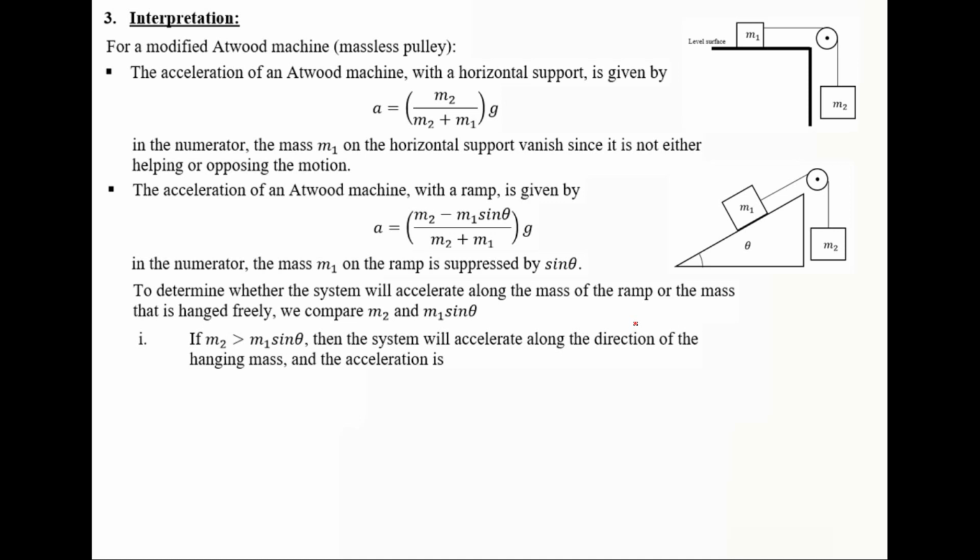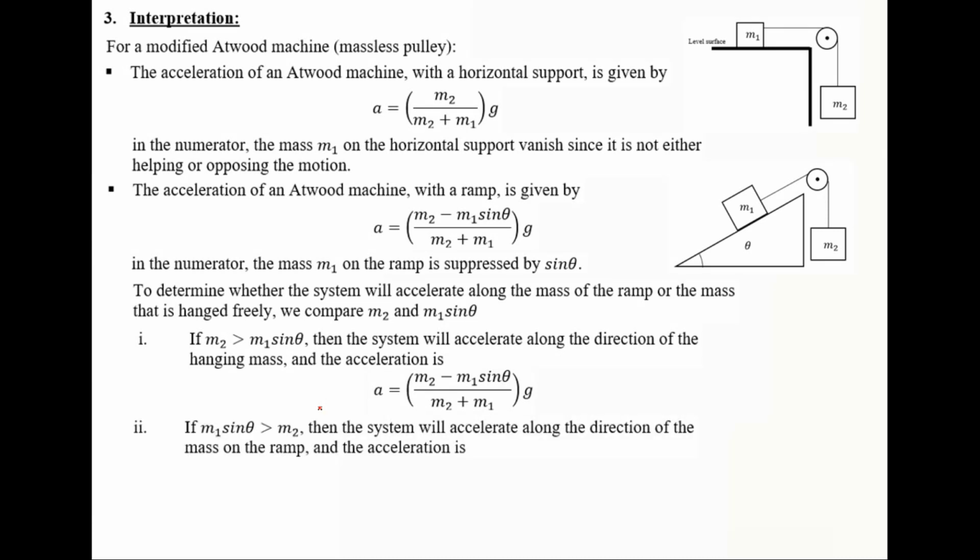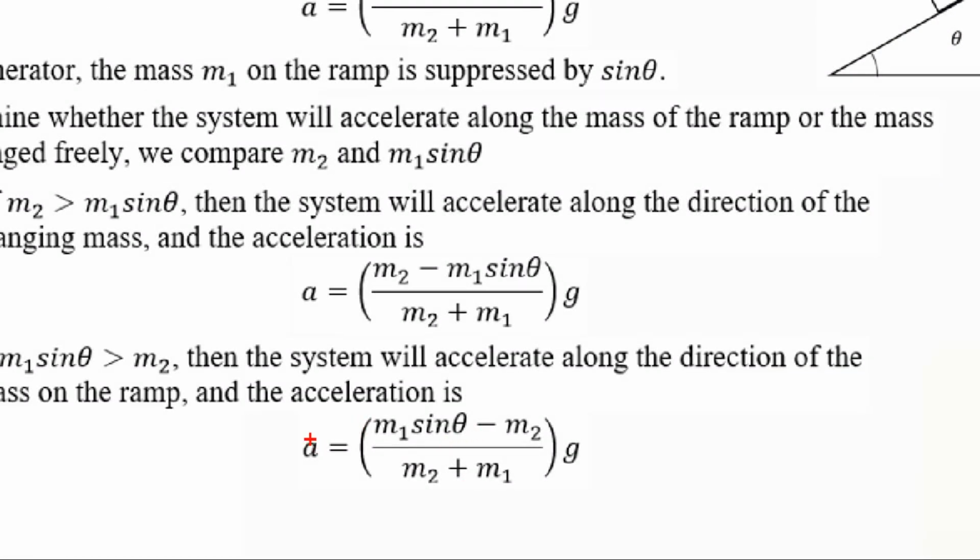If m2 happens to be greater than m1 sine theta, then the system will accelerate along the direction of the hanging mass, and the acceleration in this case is given by that. That would be the magnitude of the acceleration. However, if m1 sine theta is greater than m2, then the system will accelerate along the direction of the mass on the ramp. So it will accelerate like this, and the acceleration would be expressed as m1 sine theta minus m2. Why have we flipped the signs? Just to make sure that our acceleration as a value would be positive.